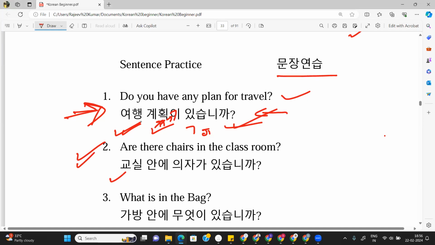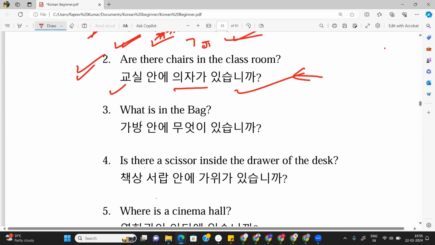Gyosil, anye, ane. Gyosil ane, uisa, uisaka, uijaka. Yes. uijaka, isamnika. Yes. Correct. Read the complete sentence once again. Gyosil ane, uijaka, isamnika. Correct.